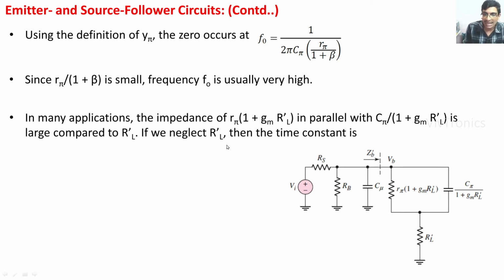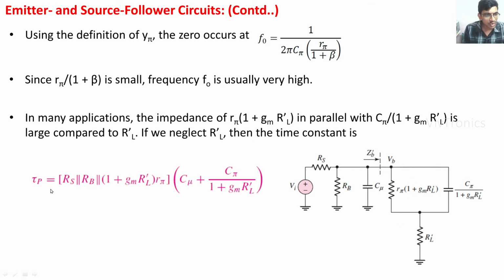If we neglect the RL dash, because these two are in series combination, right? Therefore, if we neglect the RL dash, then the time constant tau p is equal to RS parallel RB parallel 1 plus gm RL dash into R pi, into C mu plus C pi divided by 1 plus gm RL dash. That is the time constant tau p.